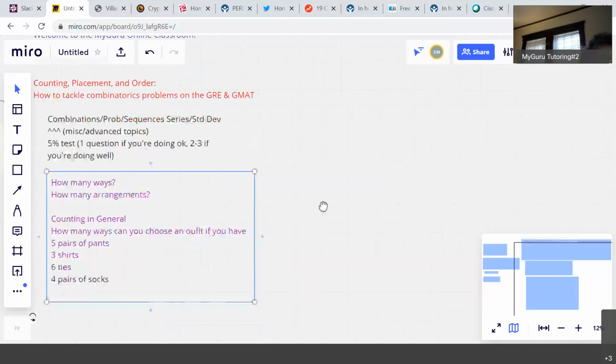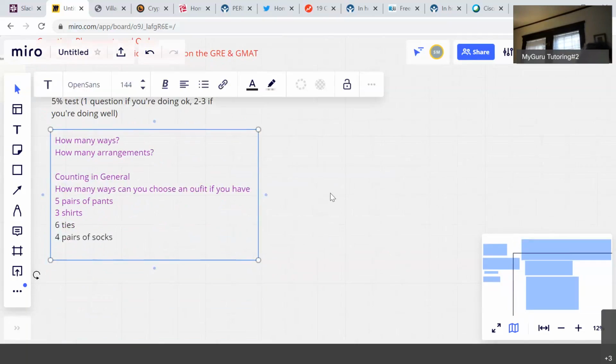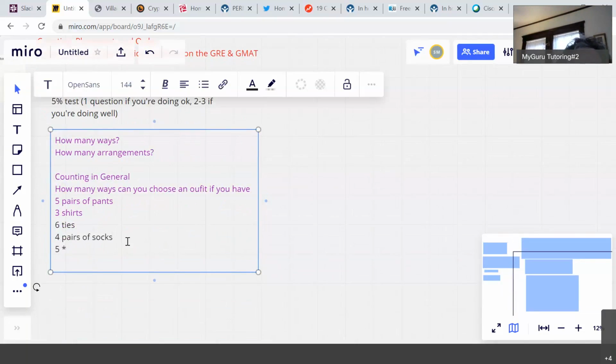The whole idea of counting is that everything gets grouped with everything else, because nothing affects anything else. For each pair of pants, you could also pick any of 3 shirts, any of 6 ties, and any of 4 pairs of socks. So for these kinds of things, you multiply. It's straightforward: 5 times 3 times 6 times 4, treating each pair as one. Nothing restricts anything else, and then you can do the math if you want. That's the fundamental counting principle.